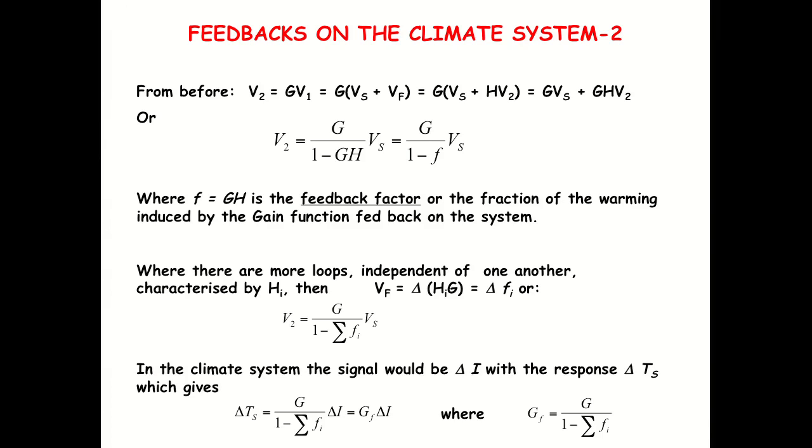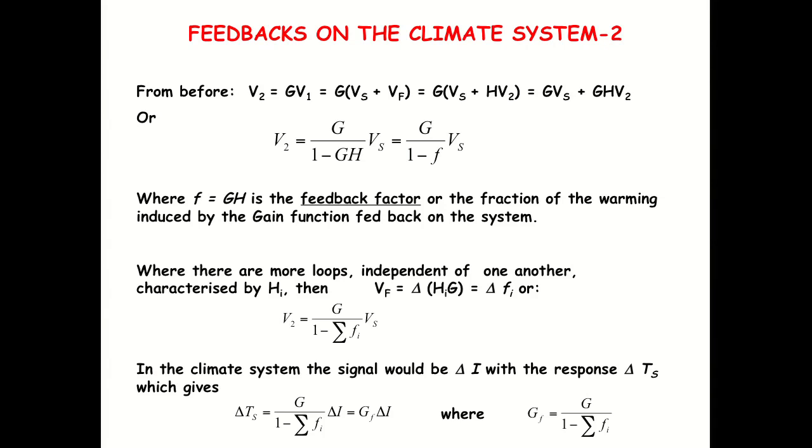If we add lots and lots of different loops, let's assume they're independent of one another. They may not be, but let's assume they are. Of course, each of those loops is going to be characterized by a different value of Hi. So Vf is simply the change of the product of Hi and G, and we can call that simply delta Fi. So effectively, the output signal from our system is going to be V2 equals G over 1 minus the sum of all those feedback factors times the input signal.